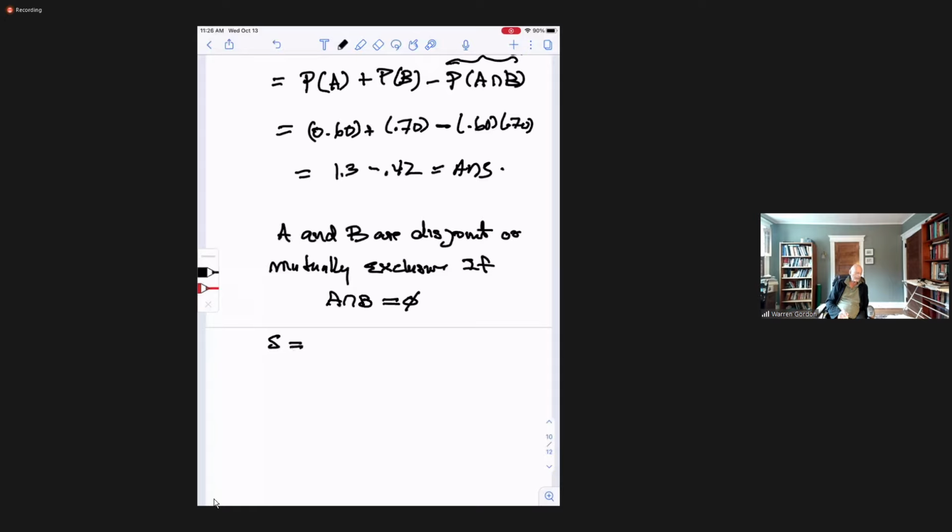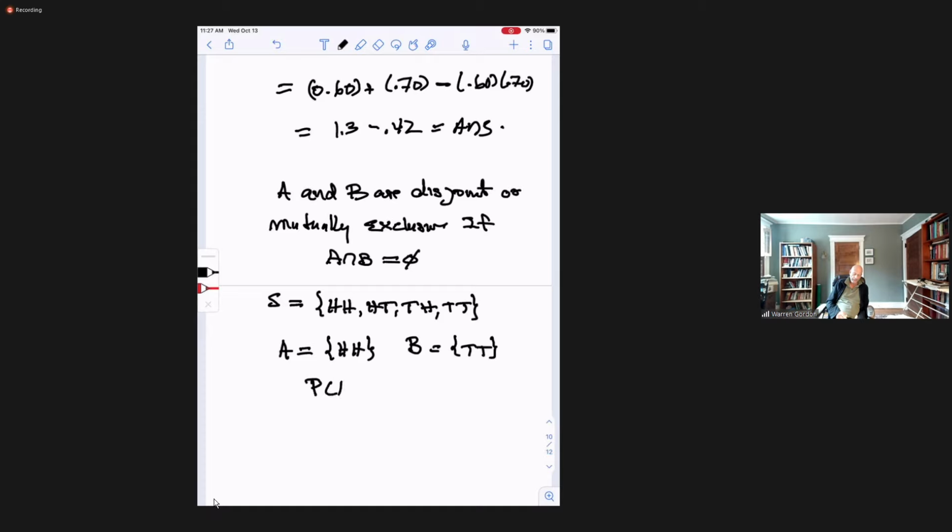Suppose in my sample space, I toss a coin twice. If I toss a coin twice, I get two heads, a head and a tail, a tail and a head, and two tails. So that would be the sample space. And suppose I define A to be getting two heads, and B will be the event of getting two tails. So observe, firstly, A intersection B is the empty set, right?